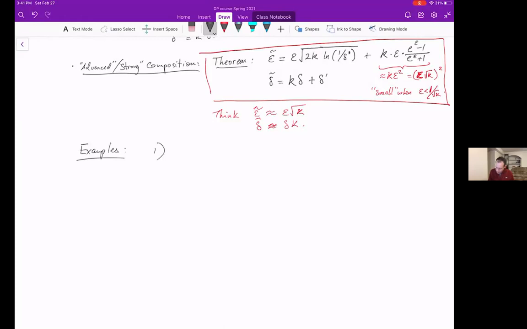So first of all, let's just do a numerical example. Say each of the individual algorithms is epsilon differentially private, where epsilon is 1 over 1,000, and delta is 0. So each of them individually is epsilon, 0 differentially private for epsilon equals 1 over 1,000. And let's say we take k equals 500. Then with these settings of parameters, if we go with basic composition, we'll get something like epsilon tilde equals 0.5.